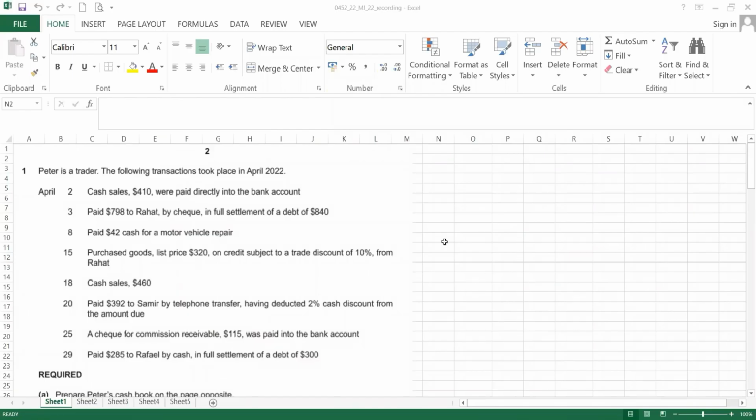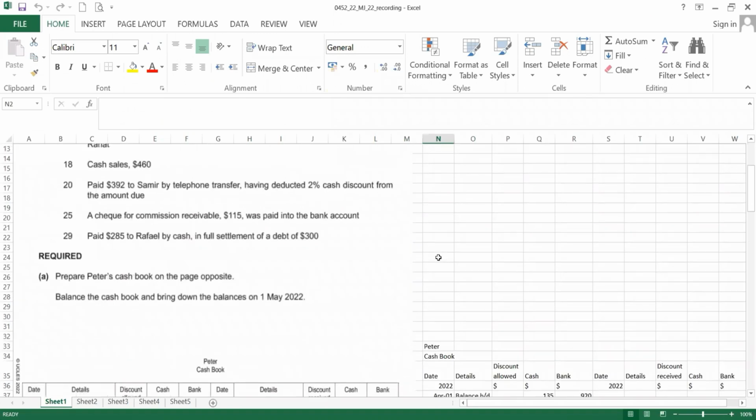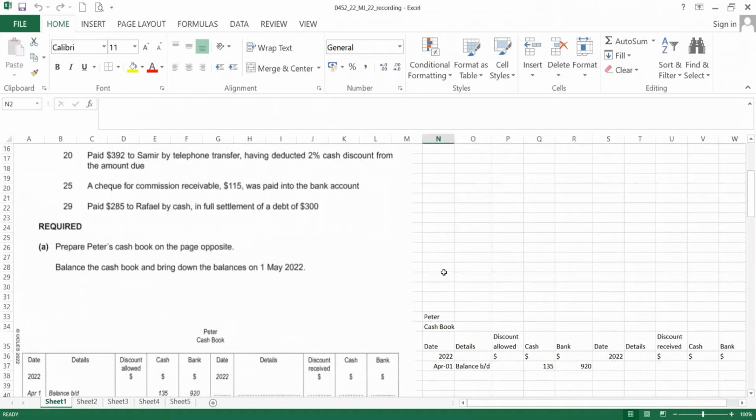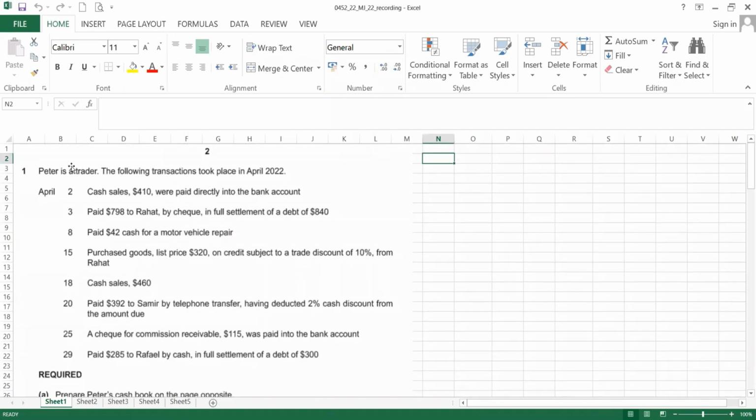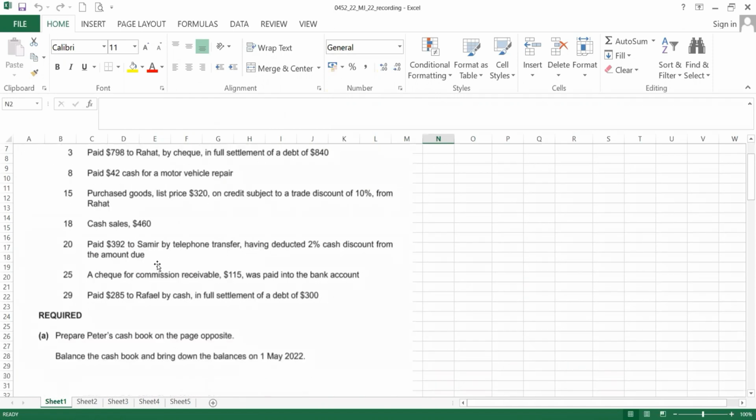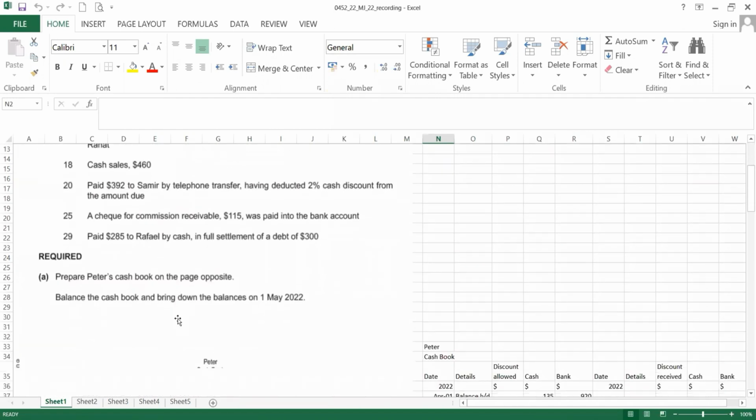Okay, this is paper 22, May/June 2022. The first question is, Peter is a trader. The following transactions took place in April: April 2nd, cash sales; third, pay to Rahat; and then purchases, and the rest of it. Let's see one by one what they ask first.